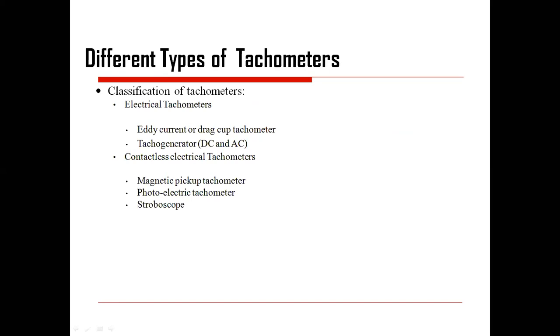Now, different types of tachometers. Generally, we have seen the mechanical type of tachometer. The remaining ones are electrical type tachometers. In electrical tachometers, there are three different types: one is the eddy current or drag cup type of tachometer, another is the DC tachometer, and the AC tachometer. Furthermore, in the next lecture we are going to discuss the contactless electrical tachometer.